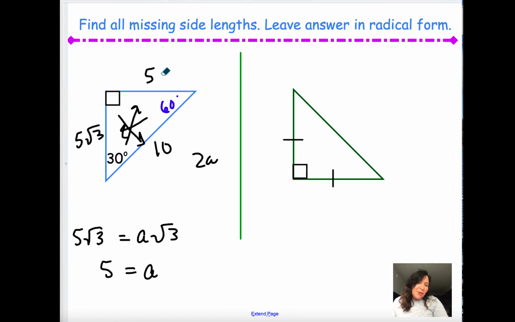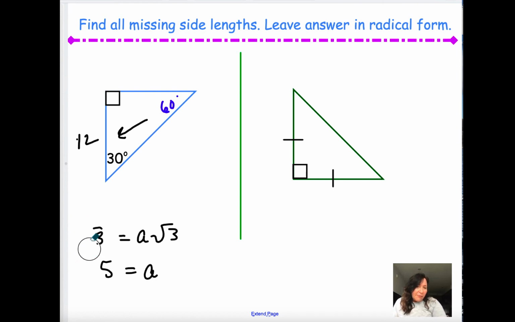All right, so let's take it one more step and make it a little bit more difficult. What if opposite the 60 degrees was, let's say, 12? Well, opposite the 60, remember, is A root 3. So instead of it being 5 root 3, I'm going to make that 12. And I'm going to divide by root 3. And then when I do that, I get A is equal to 12 divided by the square root of 3, which, of course, we're not going to leave a root on the denominator.